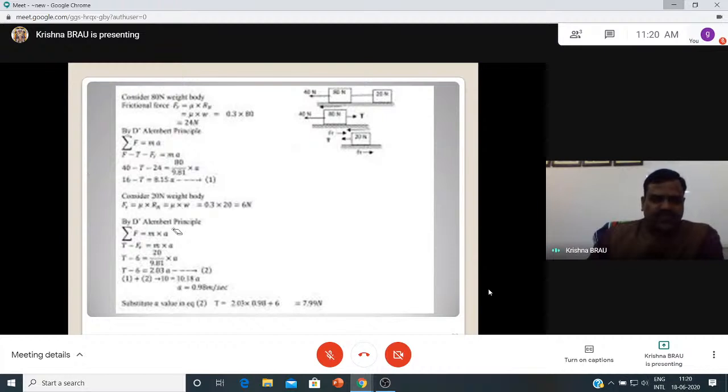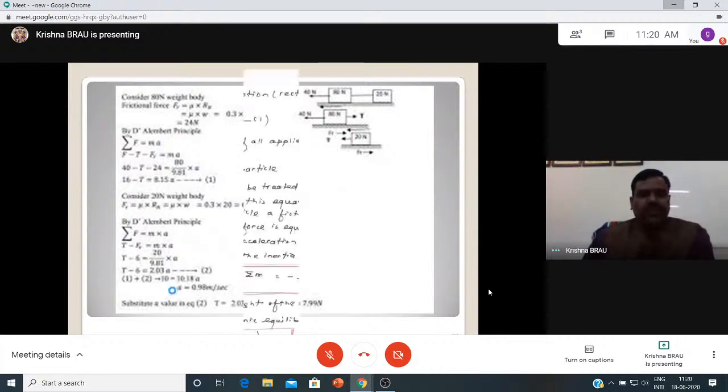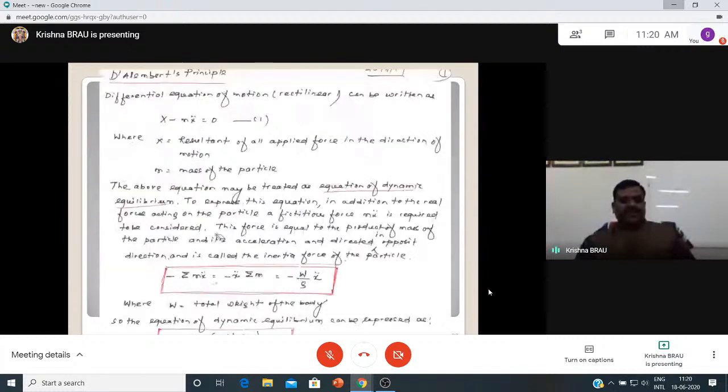Similarly, the second block. The second block is, this is the inertia force applied in the opposite direction. And this is the frictional force. This is the tension. By using the same concept, T minus Fi is equal to M. And substitute the values and simplify the problem. Okay. Now let us consider the generalized equation.